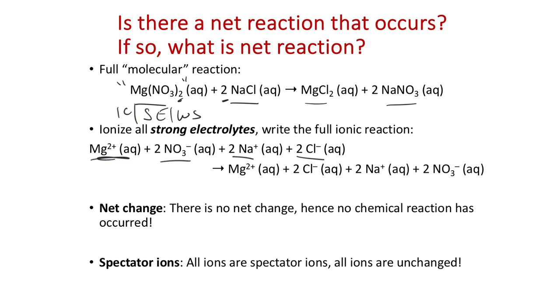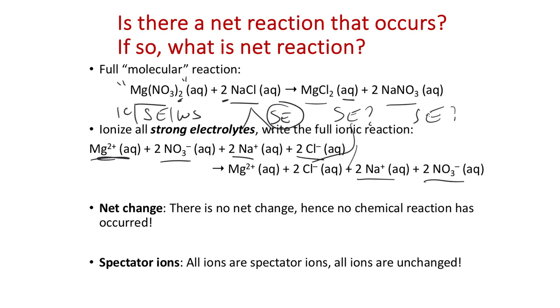So what we're doing here is ionizing our strong electrolytes. An electrolyte is something that ionizes. Strong is complete ionization. And so I ionize the sodium chloride. And then because both of my products are water soluble, they're ionic compounds, they're also strong electrolytes. So my strong electrolytes fully ionize in the products. So I have magnesium and chloride ions. And then in the case of NaNO3, sodium and nitrate ions.